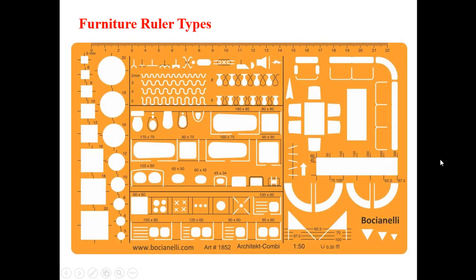The furniture ruler type. As we see here, this is a ruler type furniture. Here are all the symbols which we can use in a plan. This is furniture, all furniture, doors, and here for kitchen, and here for bathrooms, and here some circles and squares, maybe we can use as tables and so on, and this is some lighting units and so on. This one is an architect's furniture template, scale 1 to 50 for floor plans. As we see here it is 1 to 50. This is the scale for drawing these units.